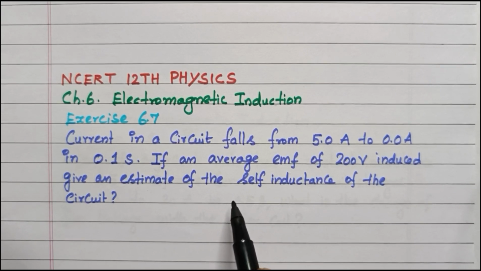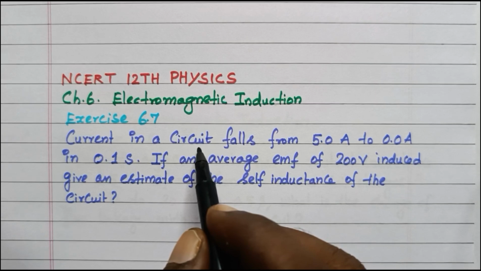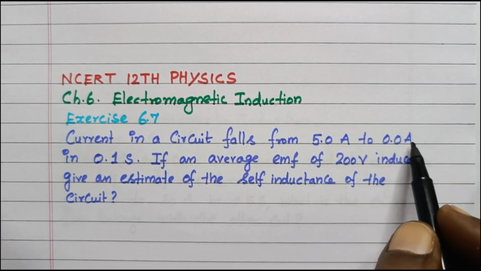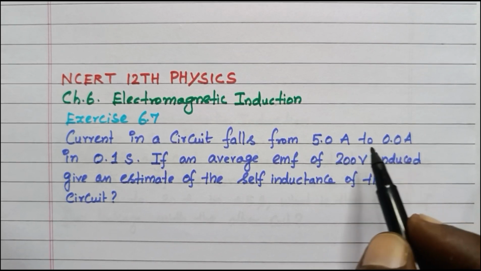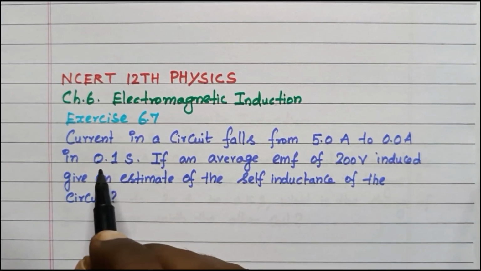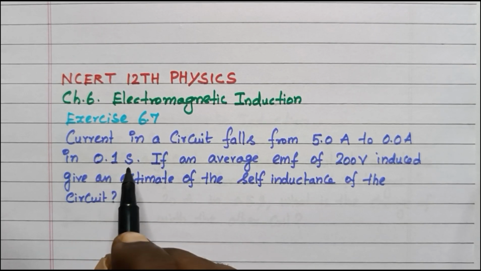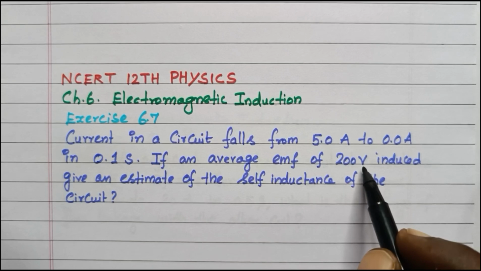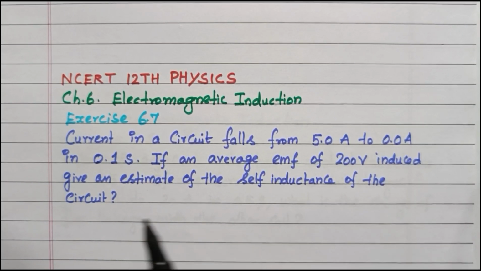In this problem, let us see what are the details given. There is a circuit and in that circuit, current changes from 5 ampere to 0 ampere. So from this we can calculate the change in current. This change takes place in 0.1 second. That means this is a change in time. The induced EMF is given, which is 200 volt. What is asked? We have to find the self-inductance of the circuit.